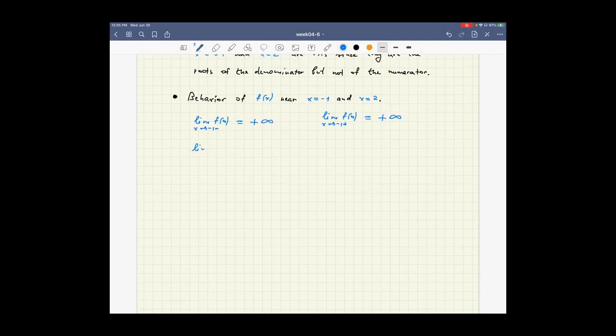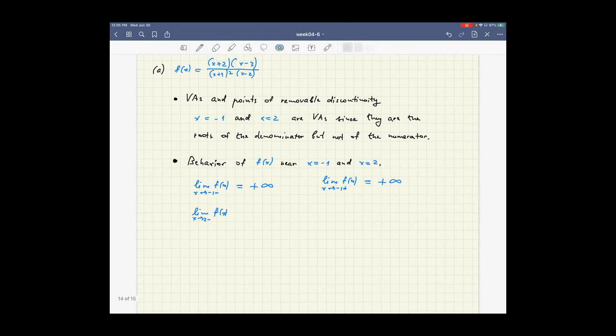Now at 2, on the left, we have this is roughly 4, this is roughly -1, this is positive, and this is negative. So at 2 from the left, we have positive infinity. Now at 2 from the right, we have negative infinity. That is positive, that is negative, that is positive, that is positive. The fraction is negative.